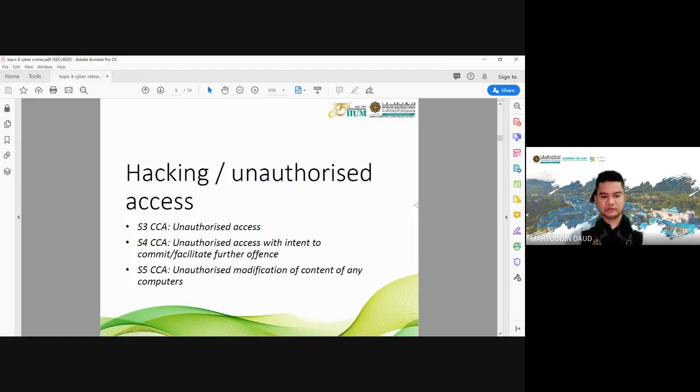Section 5 talks about unauthorized modification of the content of any computer. So Section 3 talks about unauthorized access. If you have gained unauthorized access, and then you modify the content of any computer, that is an offense under Section 5. Just entering is an offense, but if you have access and then you change certain things, that's another offense.